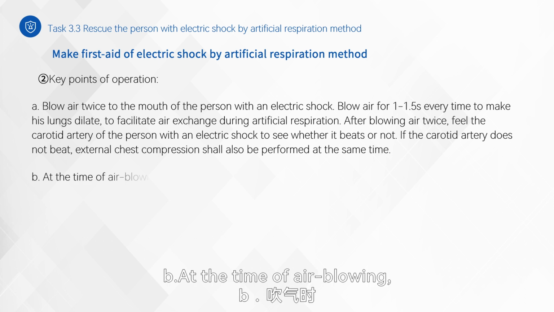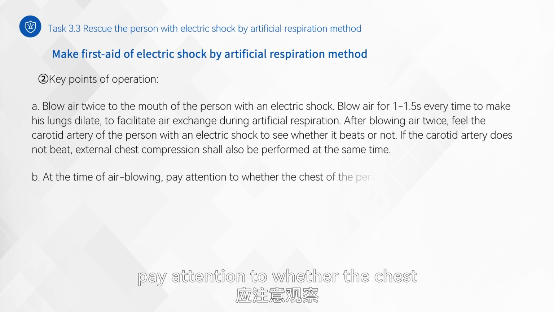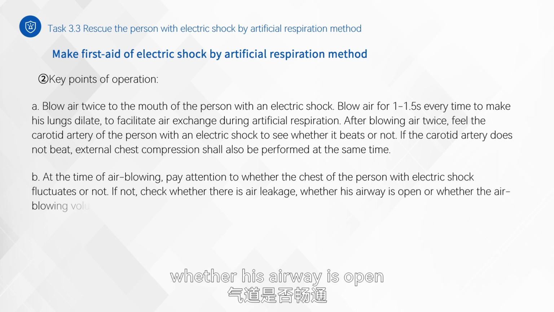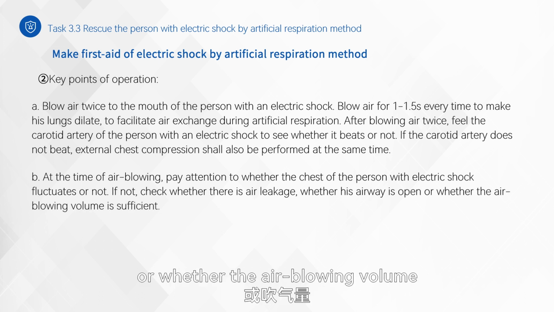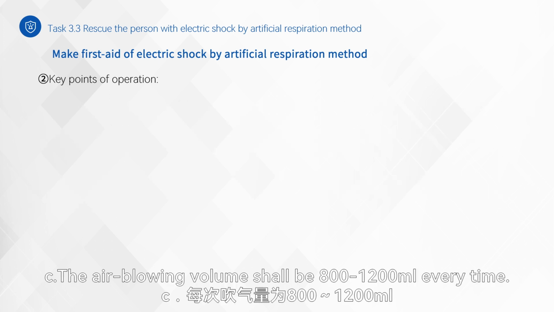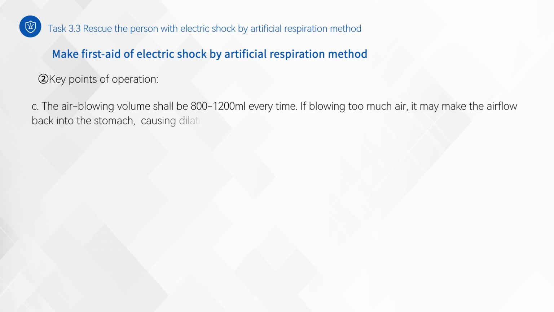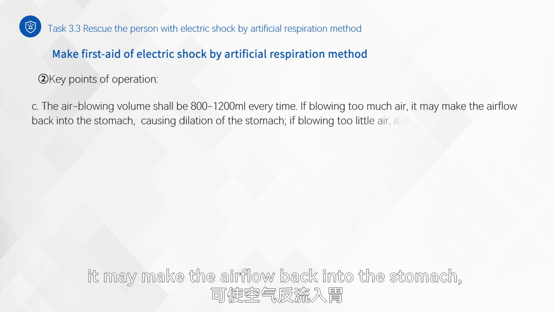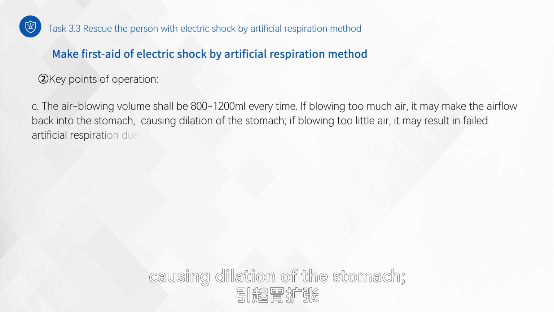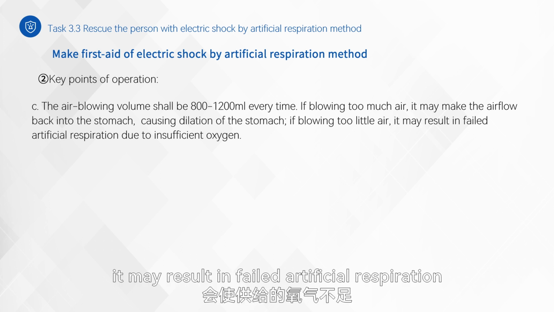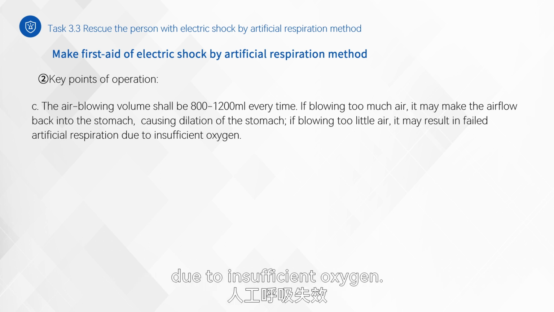B. At the time of air blowing, pay attention to whether the chest of the person with electric shock fluctuates or not. If not, check whether there is air leakage, whether his airway is open or whether the air blowing volume is sufficient. C. The air blowing volume shall be 800 to 1200 milliliters every time. If blowing too much air, it may make the airflow back into the stomach, causing dilation of the stomach. If blowing too little air, it may result in failed artificial respiration due to insufficient oxygen.